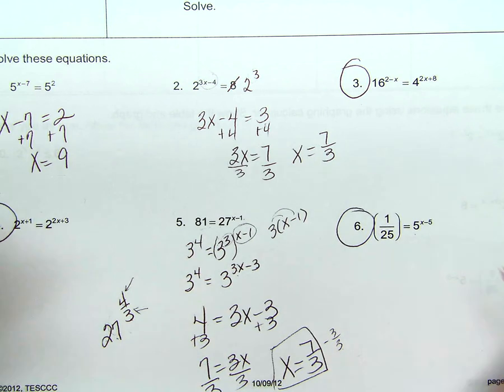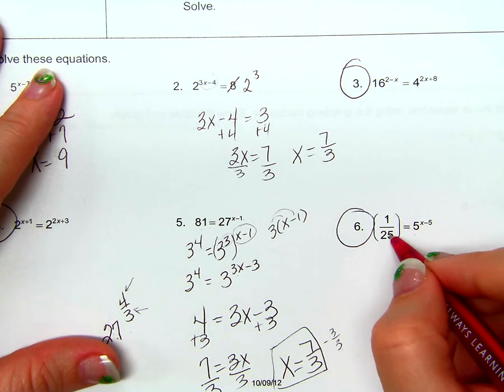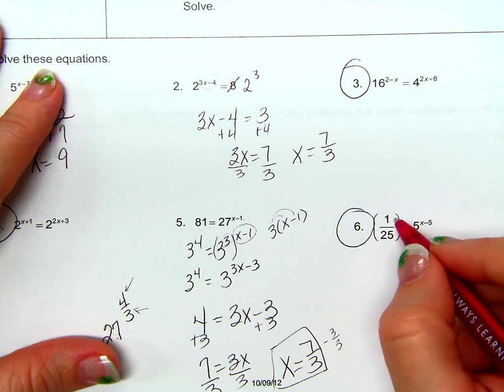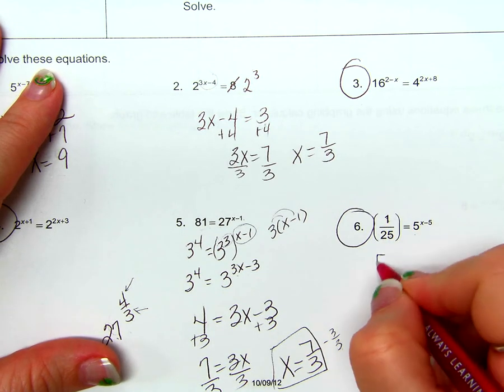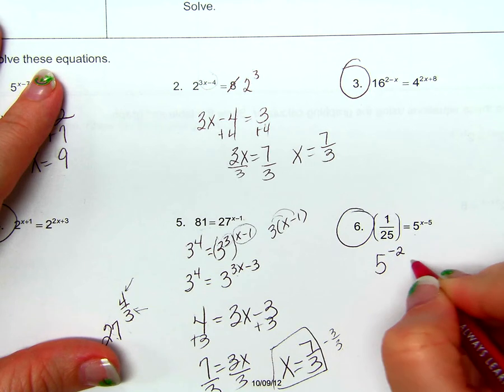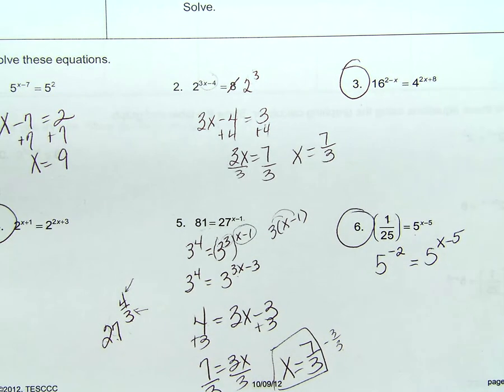25 to the minus x. If I have 1 over 5 squared, what happens to the exponent when I move it to the numerator? 5 to the negative 2. Does everybody see how I got from here to here? Good. How hard has this problem just become? Not at all, right? Because now you just have to set the exponents equal to each other.